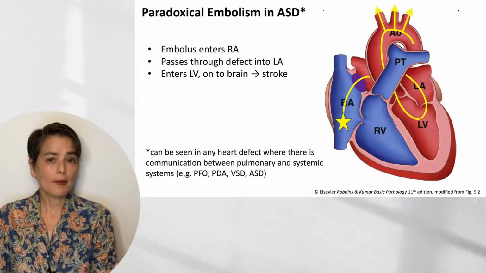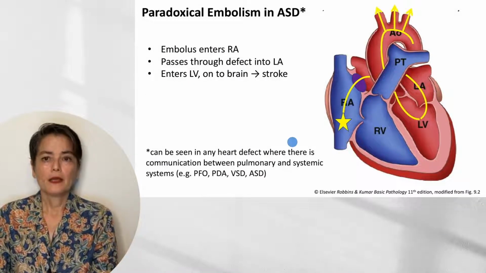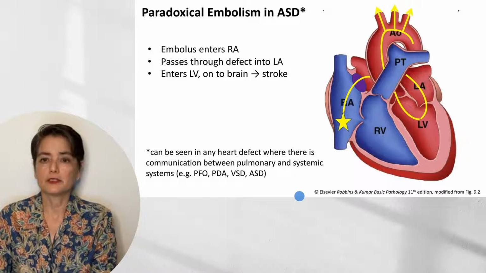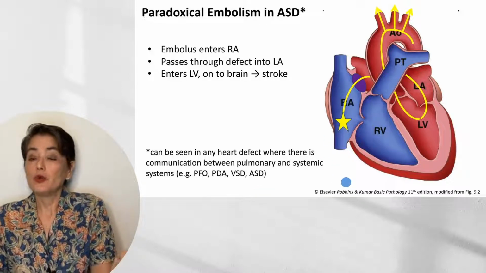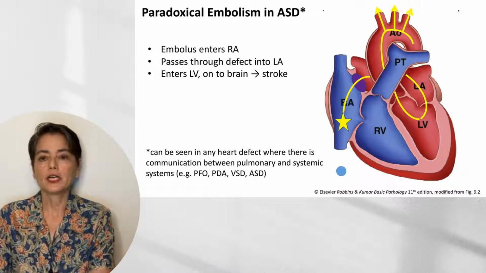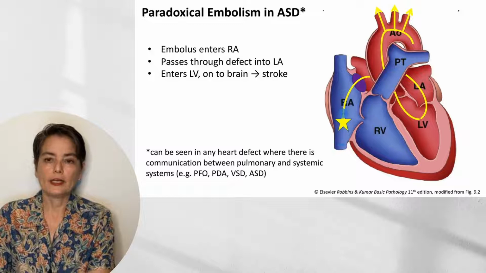So let's talk about paradoxical emboli. And I'm showing it here in an atrial septal defect, but you can see whenever there's a communication between the pulmonary and systemic systems. So patent foramen ovale, patent ductus arteriosus, ventricular septal defect, and atrial septal defect. So imagine, if you will, and you may find it useful to review the video on embolism and infarct, that you have a deep venous thrombosis in a femoral vein, a chunk of that breaks off, and it comes up through the IVC into the right atrium.